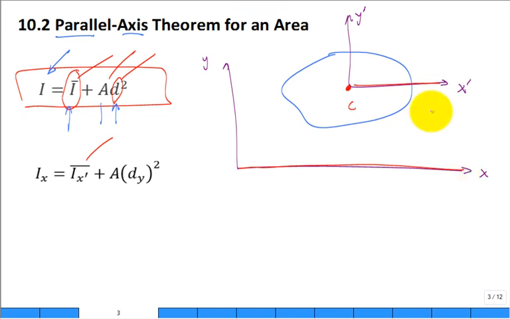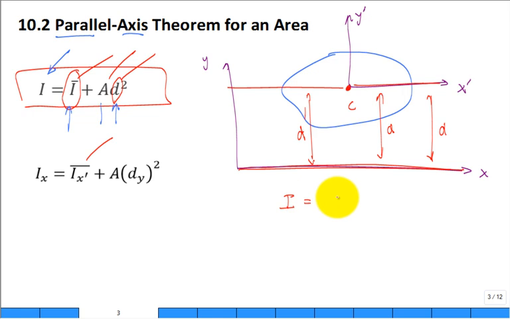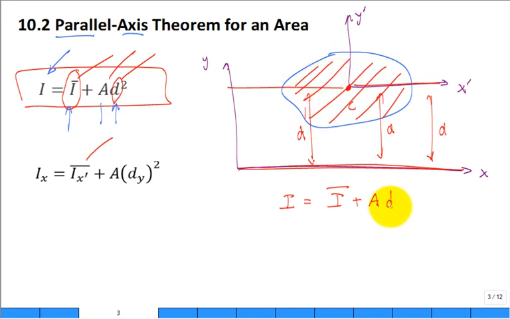And if they're parallel, that means there is a constant separation distance that is the same regardless. That axis continues on. Do you see that? That distance d is constant. It's the shortest, perpendicular distance between the two parallel axes. So if I wanted to know I about this x-axis, I would get the centroidal x-axis moment of inertia and add to it the magnitude of the area and that separation distance squared. Powerful theorem. It's very easy to use. Here it is written for that x-axis. I can also write it for an arbitrary y-axis.